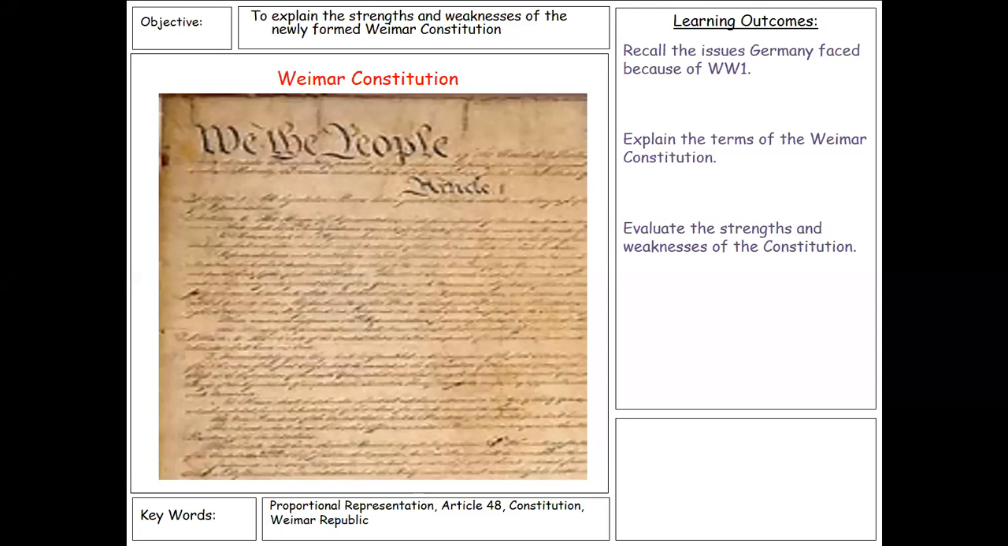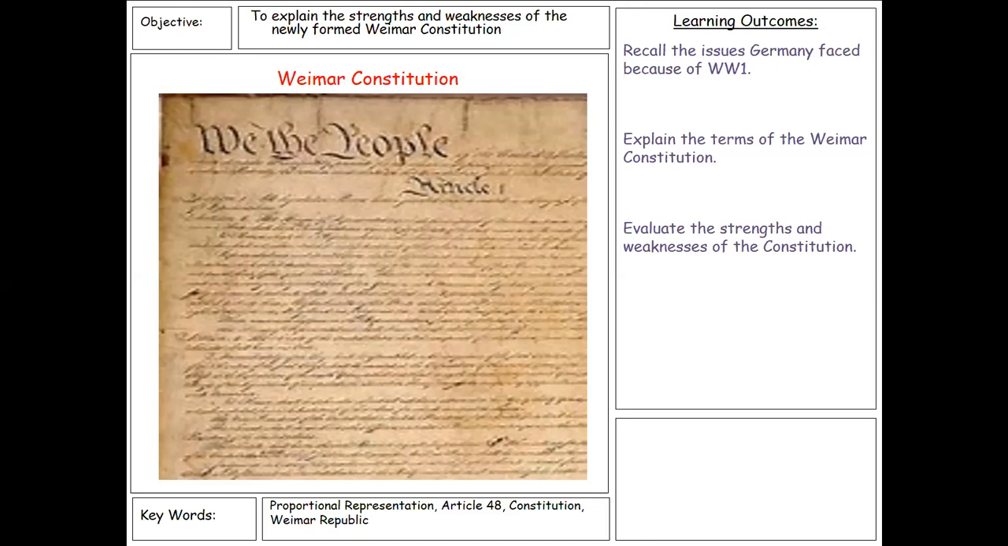Every government needs a set of rules, and in this case, a constitution was to make Germany more of a democracy. So for this lesson, we're going to look at the issues that Germany faced because of the First World War, look at the terms of the Weimar Constitution, and evaluate its strengths and weaknesses. It's really important we know the Weimar Constitution, because one of the terms within this set of rules actually helped parties like Hitler's Nazi Party into power.